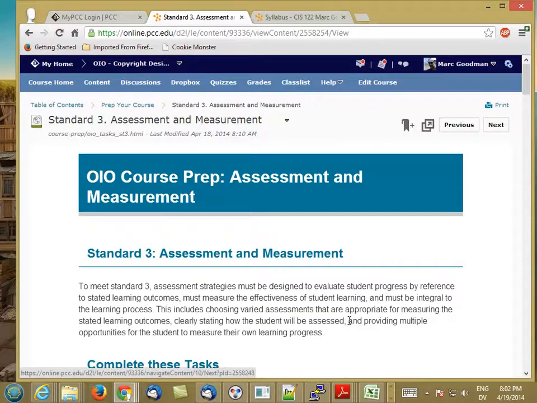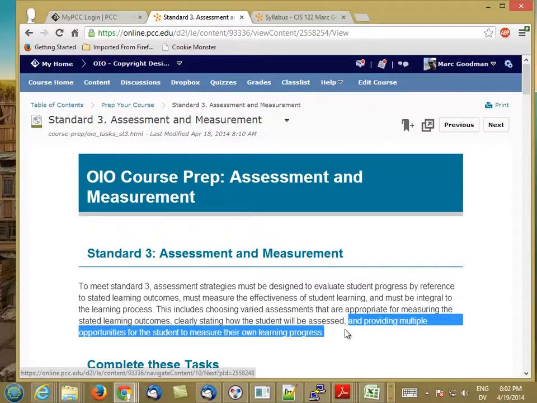So provide multiple opportunities for students to measure their own learning progress. This is going to be useful both for the student and also for yourself. So there are two reasons to use assessments, summative assessments and formative assessments. A summative assessment is an assessment that you do after the fact in order to evaluate how much the student has learned. And generally, your final grade in a class is going to be a summative assessment.